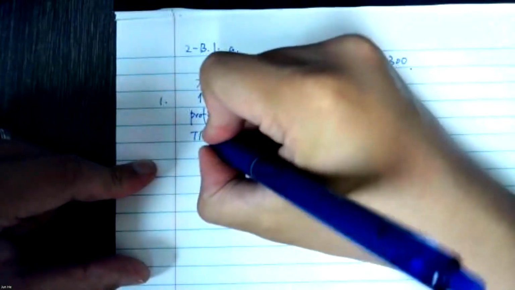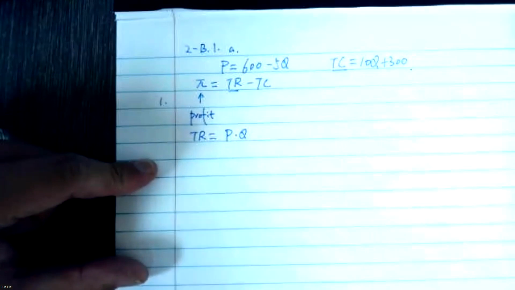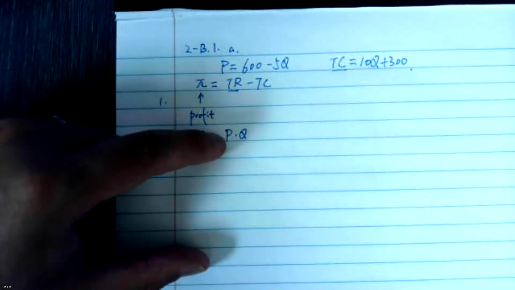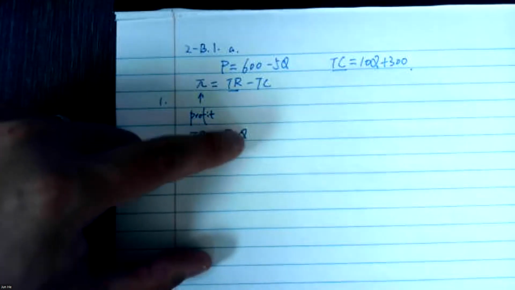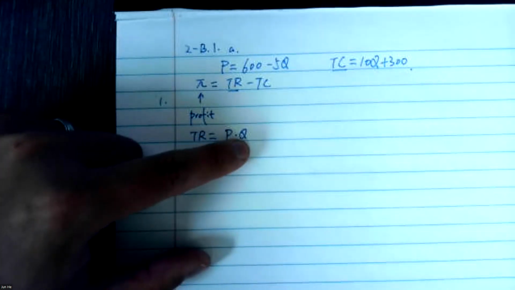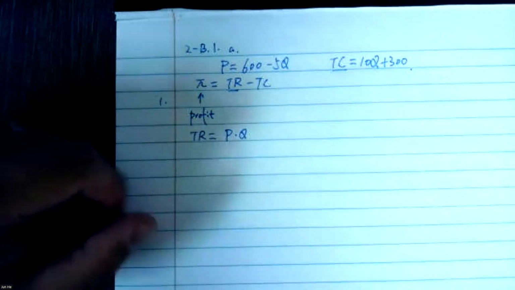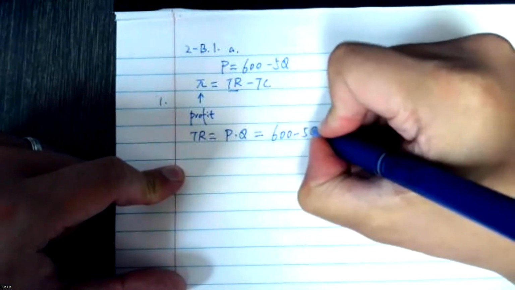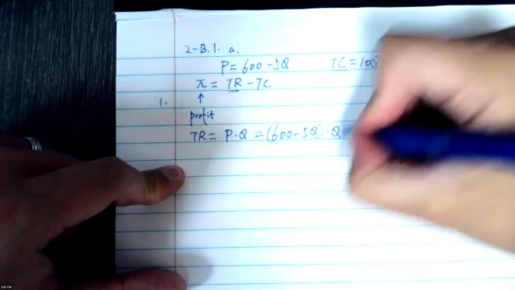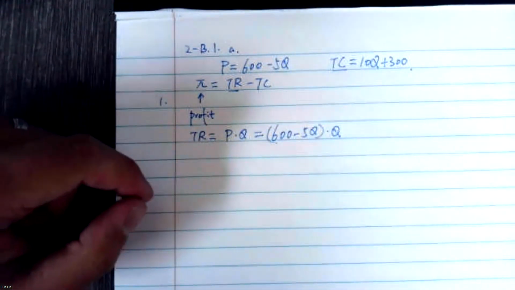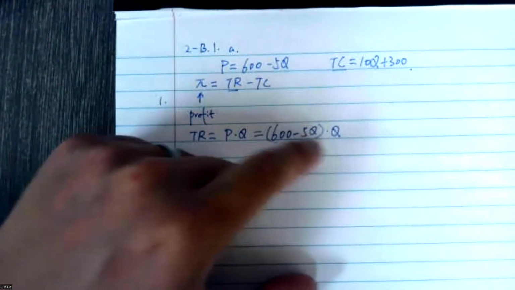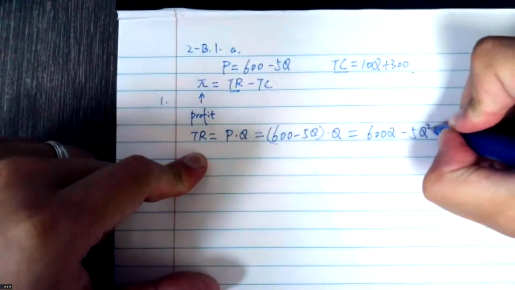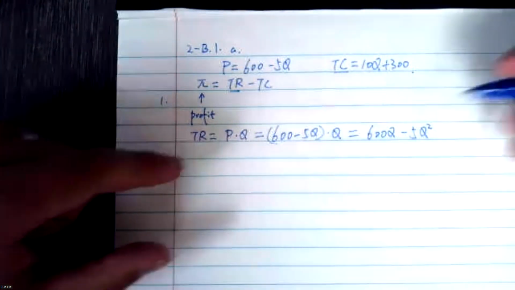So what is the total revenue? That is P times Q, right? P is the unit price. Each unit is priced this way, and multiplied by how many products are sold. P is a function of Q, which is 600 minus 5Q, and times Q itself. So it is 600Q minus 5Q squared. Okay, that's your total revenue.